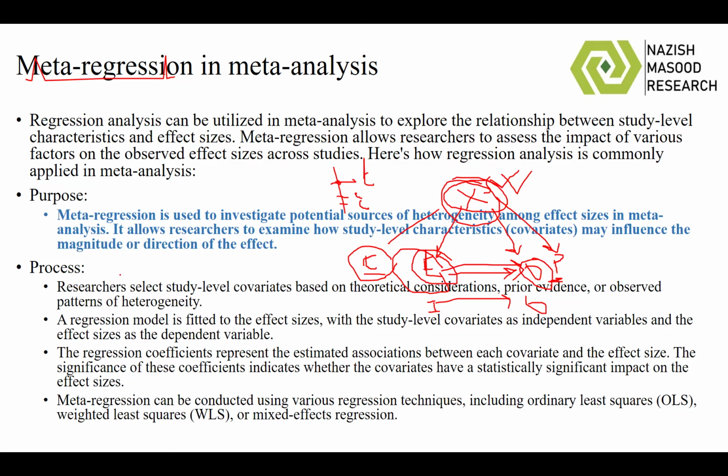So we do meta regression. In meta regression, something similar to regression, we adjust for confounders. So those confounders may lead to clouding our judgment about the overall effect size. It allows researchers to examine how study level characteristics, covariates, which are basically confounders, may influence the magnitude and the direction of the effect. So the researchers select study level covariates based on theoretical consideration and prior evidence, and then they develop a regression model.